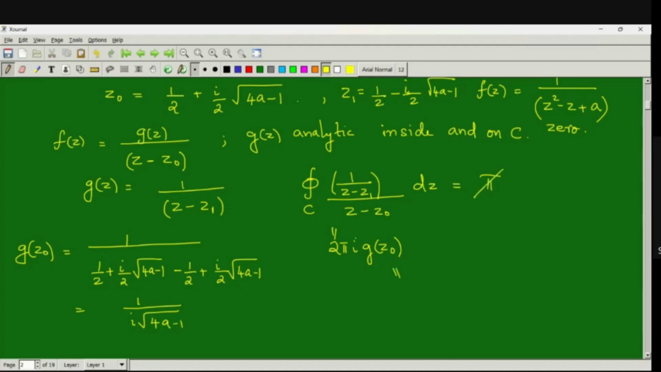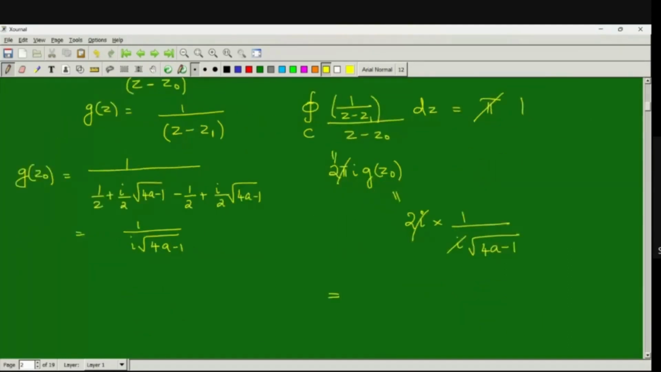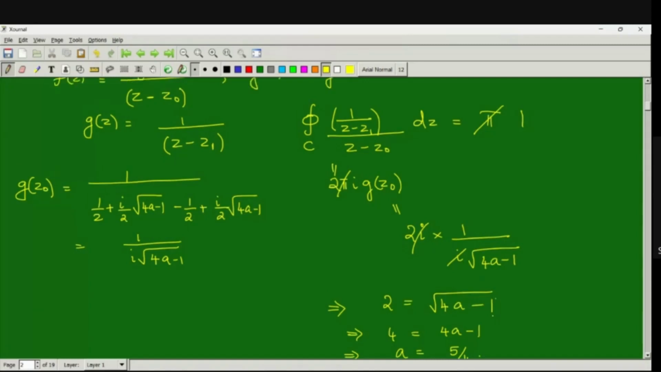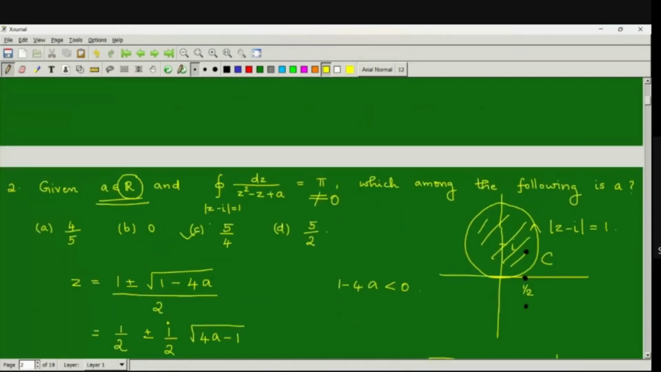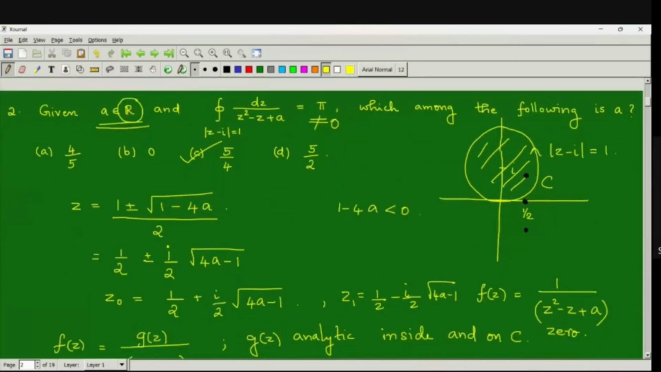Okay, I can cancel pi and pi. This is 2i into 1 by i square root of 4a minus 1. i and i get cancelled, and that side is 1. So what we have is that 2 is the same as square root of 4a minus 1. Otherwise, 4 is 4a minus 1, and a is 5 by 4. See, the option 5 by 4. Has everyone understood?